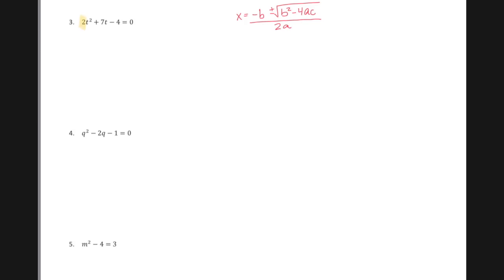All right, so I'm going to start with number 3. I'm going to identify A, B, and C, including the operator next to the coefficient. So in this case, A is 2, B is 7, and C is going to be a negative 4. After I do that, I want to make sure everything is equal to 0. It already is. And now I'm just going to plug in those values into my quadratic formula like this.